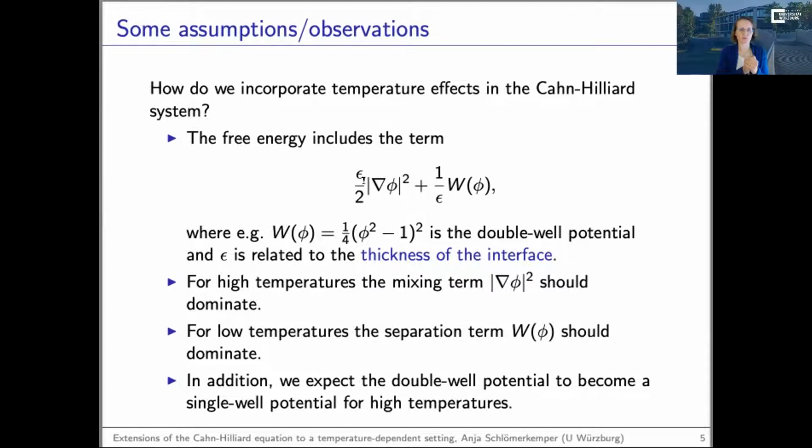Again, we have these diffuse interface models, and epsilon is a parameter related to the thickness of this interface. What we find natural is to say that at high temperatures, the mixing term should dominate. We would have more mixing of the two phases. For low temperatures, we would rather think that we have more separation into these two pure phases. Therefore, the term W, the double-well energy potential, should dominate. Having said this, it is very natural to let this parameter epsilon depend on temperature, and this is what we will do in the following.